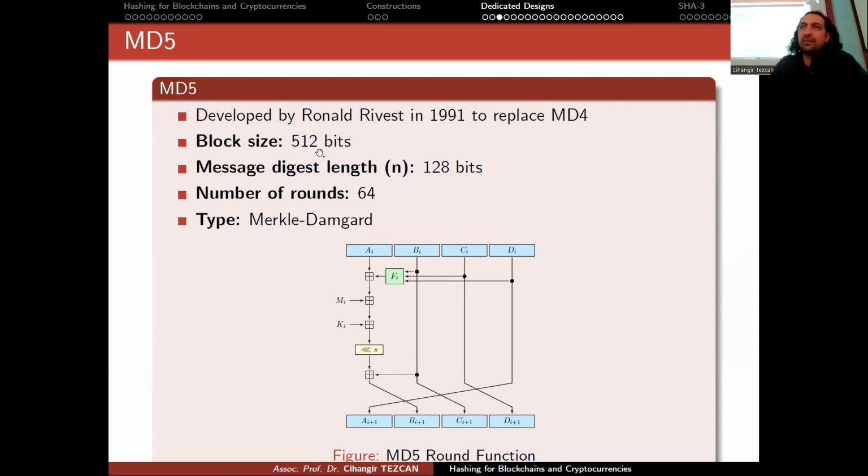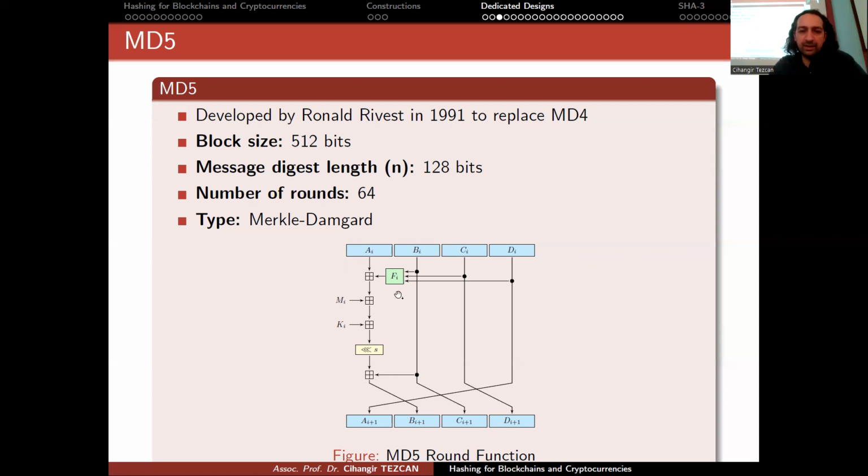The block size is the same. Message digest length is the same. But as you can see, the number of rounds is increased now. Instead of 48, you have 64 rounds to make the attacks more complicated. But again, there's another change. You have an extra addition here to make attacks harder.